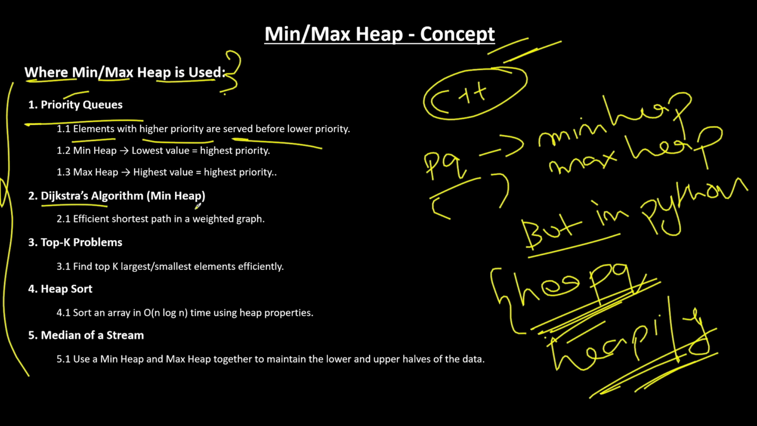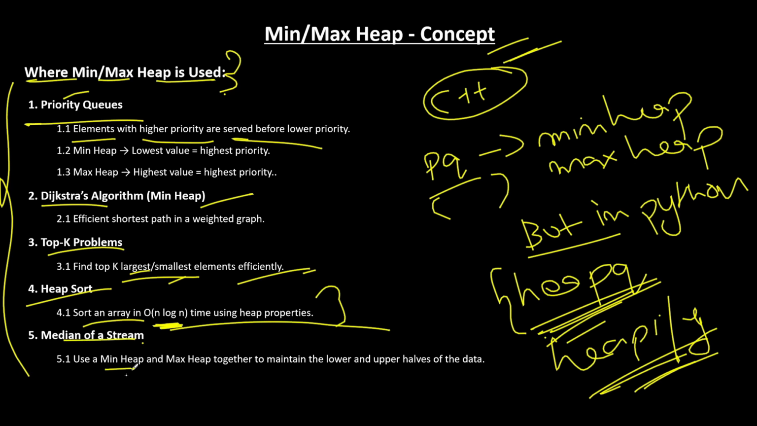Now, Dijkstra's algorithm uses this min heap concept. Top K problems use this min heap concept when we have to find the largest or the smallest element efficiently. Heap sort uses the min max concept, and it takes n log n time complexity. A running median problem uses a min heap and a max heap together to maintain the lower and upper halves of the data. So these are the questions, examples, or topics where you could use the min max heap concept.